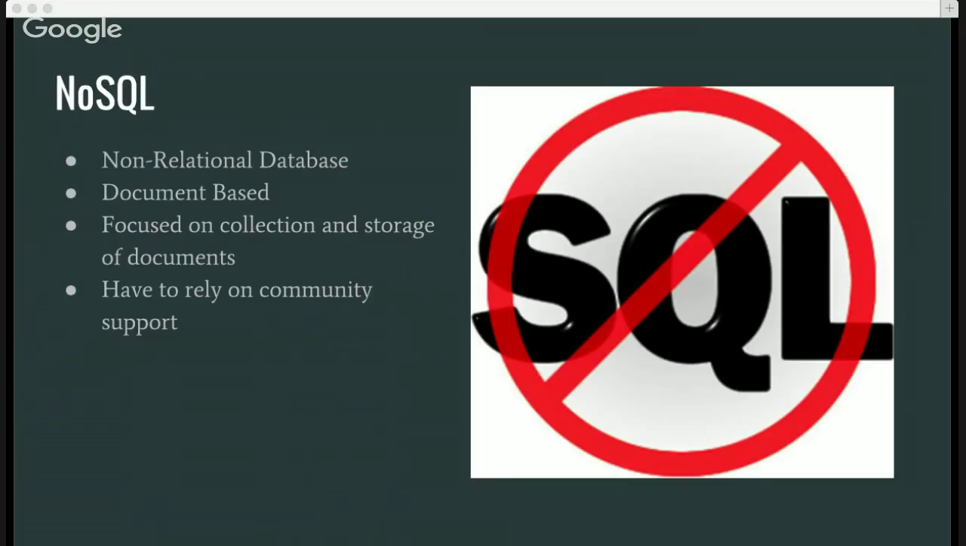NoSQL is called a non-relational database, and it's document-based instead of the spreadsheet-based that I explained SQL was. So this focuses on the collection and storage of documents, and unlike SQL, it has to rely on community support. Whenever something goes wrong with NoSQL, you can't contact the vendor or anyone. You have to rely on other people that use NoSQL to know how to help you with your problem.